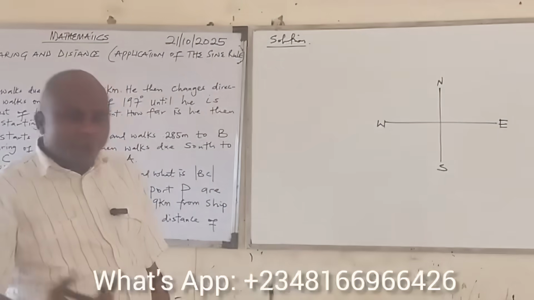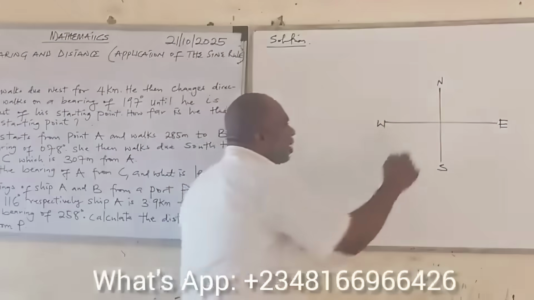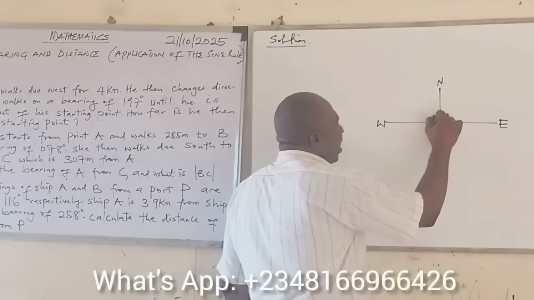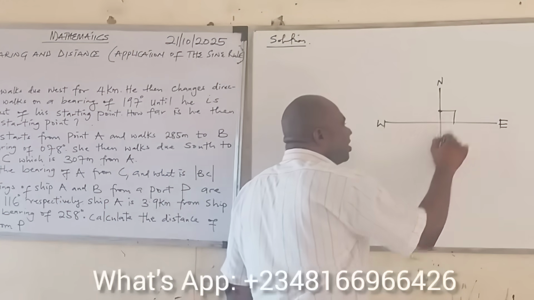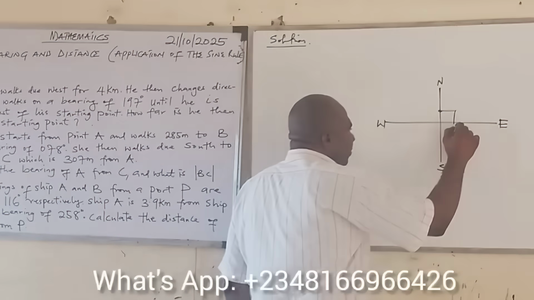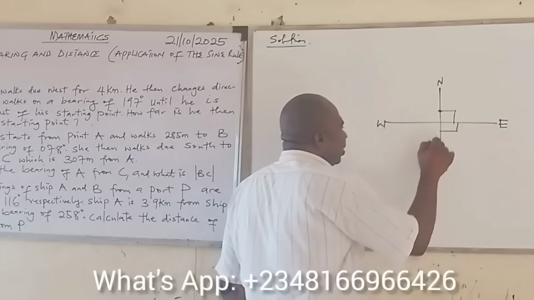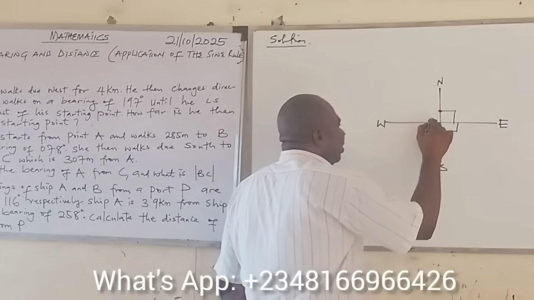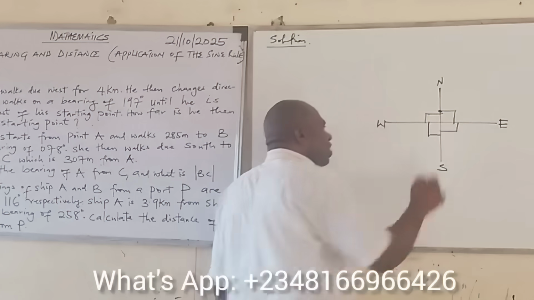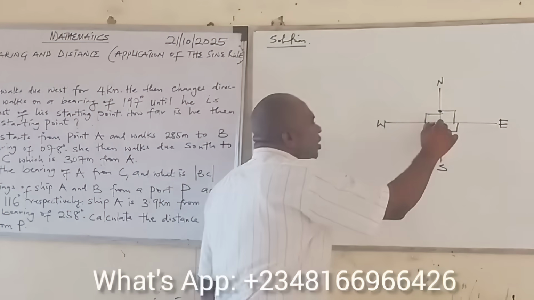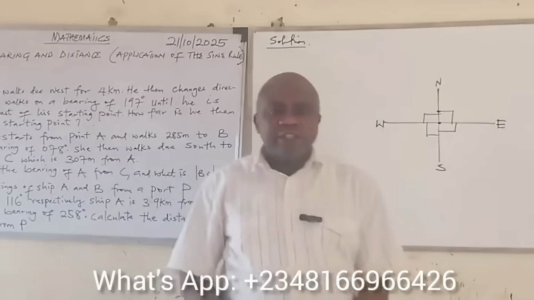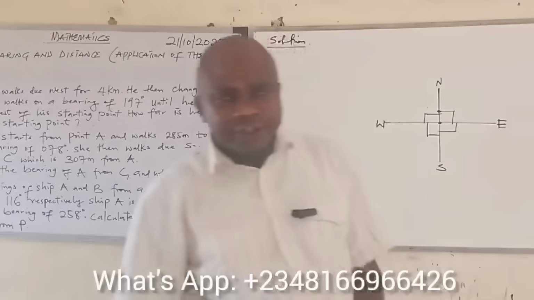As we know, the rotation starts from the North Pole, and from this point to this point is 90 degrees. From this point to this point is 90 degrees. Here we have another 90 degrees, then here we have 90 degrees. So the whole rotation is 360 degrees.